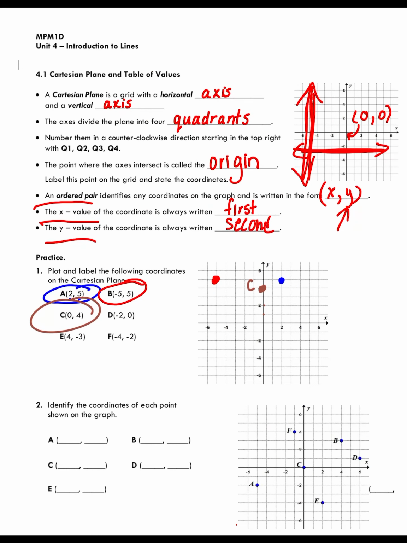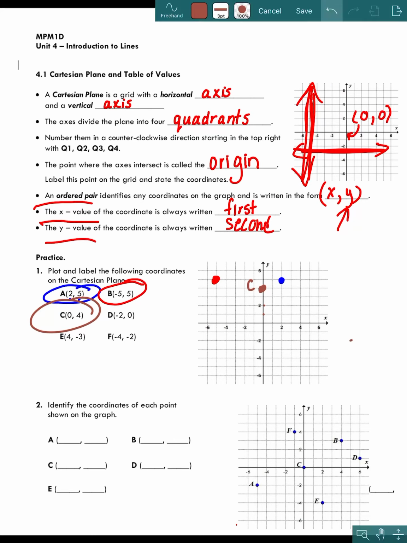You can refer to the note to see the rest of the examples and check them. I'm going to move on to down below the next set here. So it says identify the coordinates of each point shown on the graph. So A right here, they want us to give the x and the y value. So let's look and see how far over we're going with our x values. If we start at the origin and we want to get over here to A, we're going back 1, 2, 3, 4, 5, 6 points.